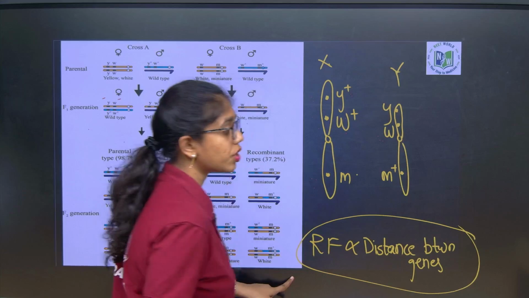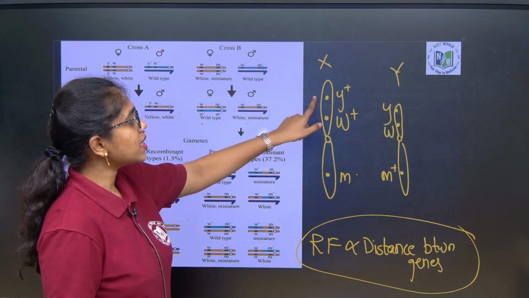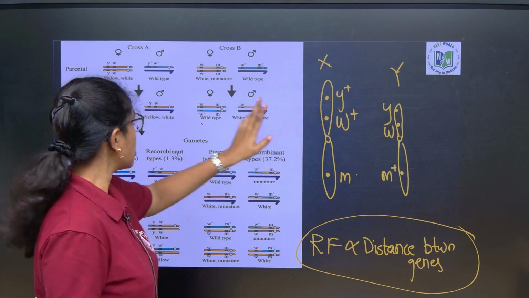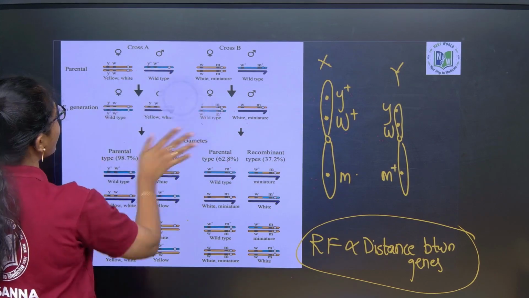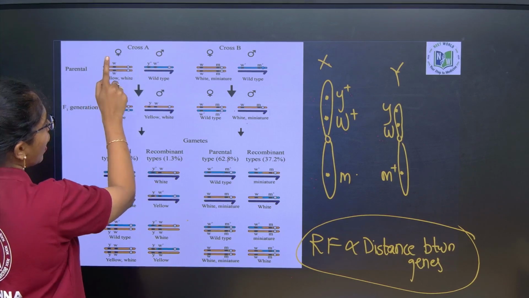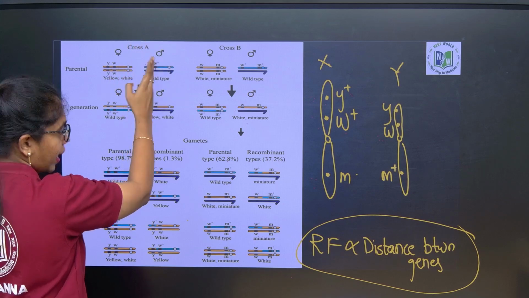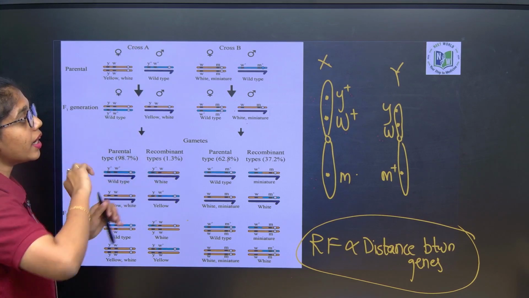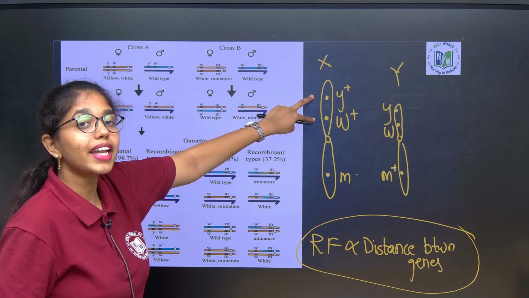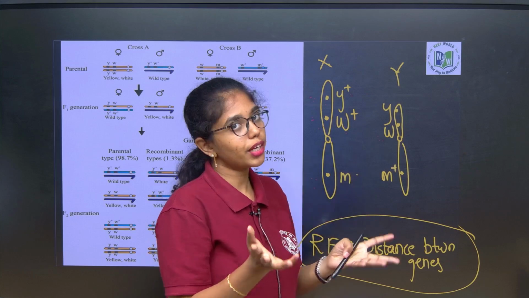Recombination frequency is directly proportional to the distance between two genes. The distance between body color and eye color is less. So, in cross A, when these two are considered, that is body color and eye color, yellow and white, and here dominant, that is brown body color and red eye color, how do you calculate the recombination frequency? Number of recombinants by total progeny into 100.